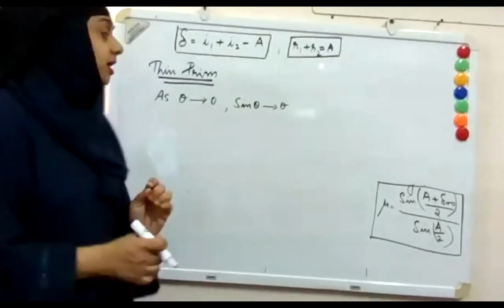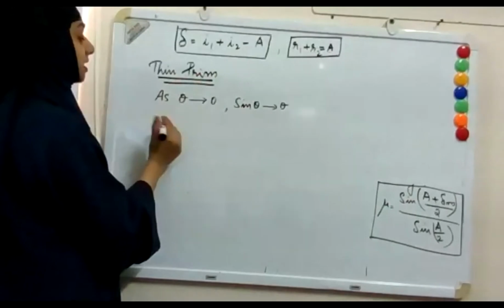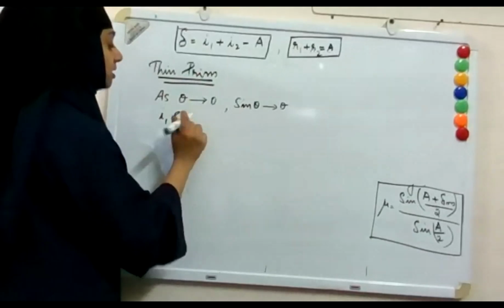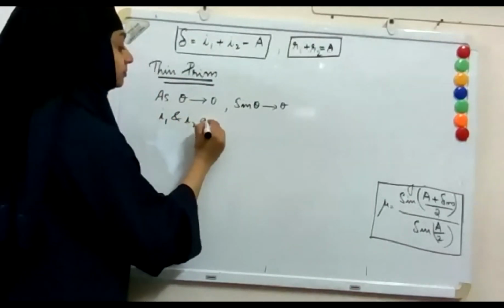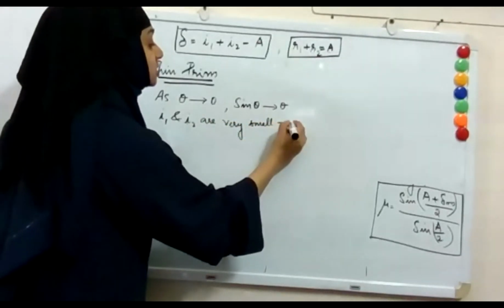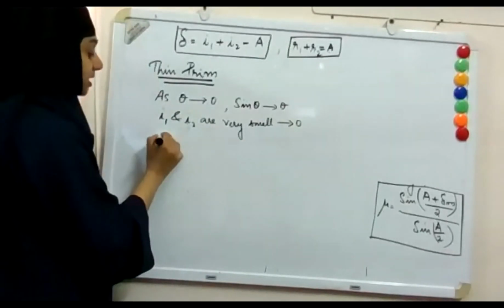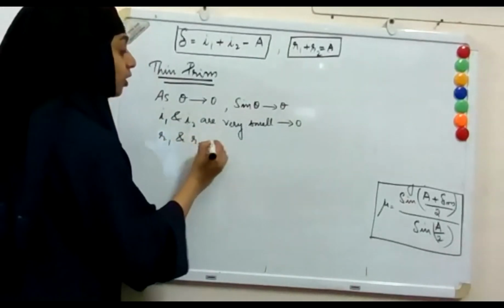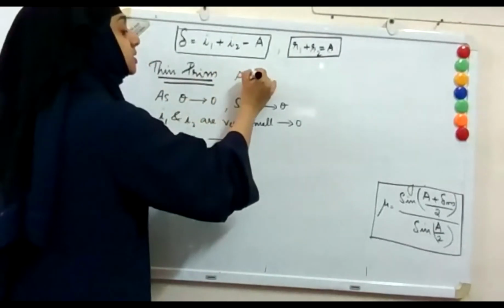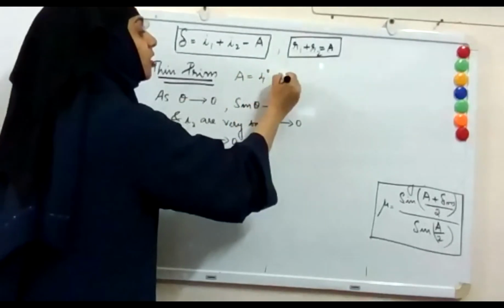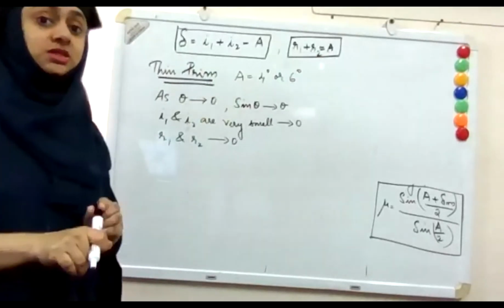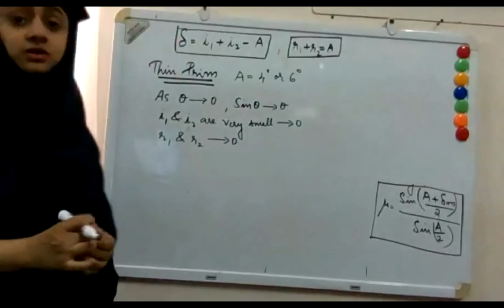We will use this idea, and also we will use the idea that for a thin prism, I1 and I2 are very small, which means they tend to 0. And again, R1 and R2 also tend to 0. That means they are very small. And the angle of the prism will be 4 degree or 6 degree. This is the peculiarity of a thin prism. Now let us see what is the deviation for a thin prism.